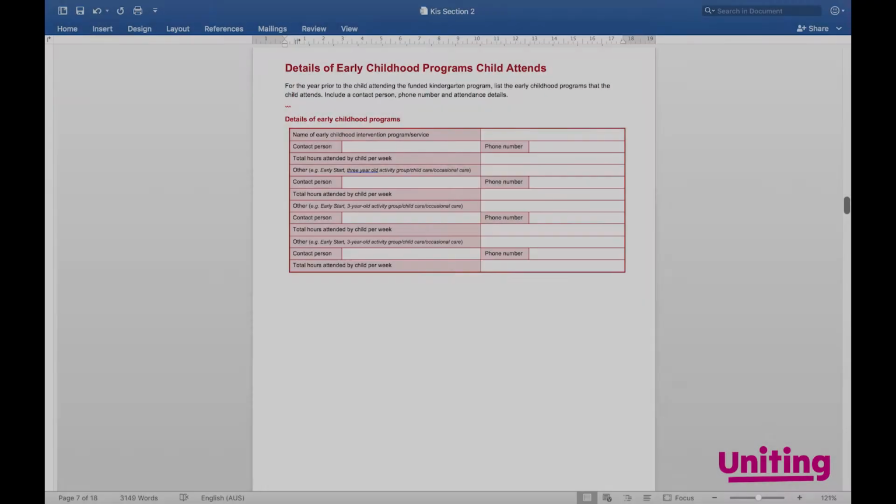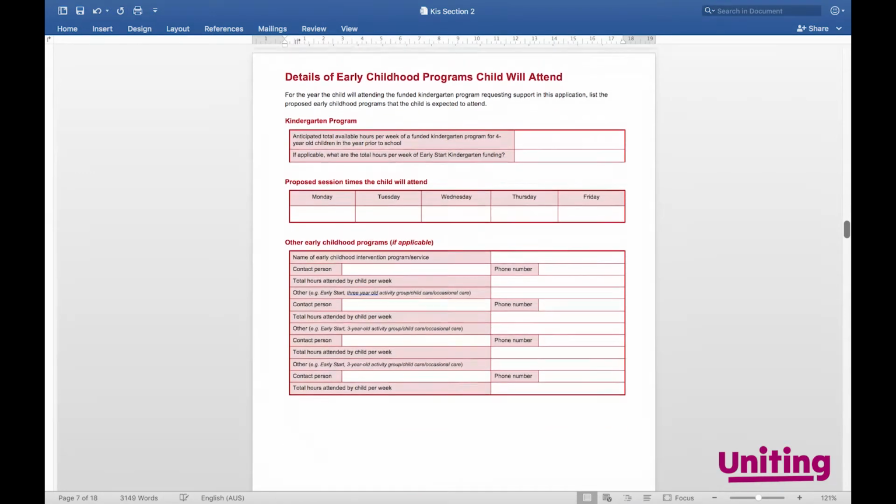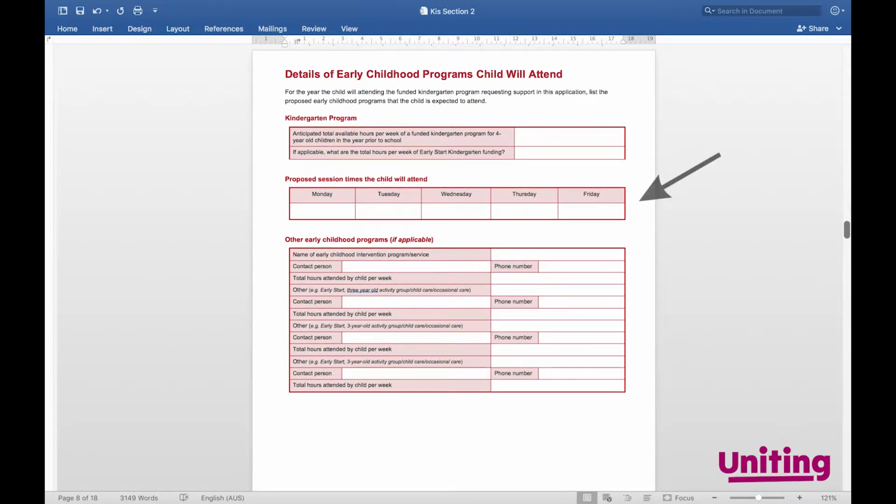The details of the early childhood program the child attends is what program is the child attending prior to commencing kindergarten. The details of the early childhood program the child will attend is referring to the 4-year-old kindergarten program the child will be attending. If you are not sure of the session times the child will be attending, please mark to be advised and notify the KIS office once the session times for the child are set.